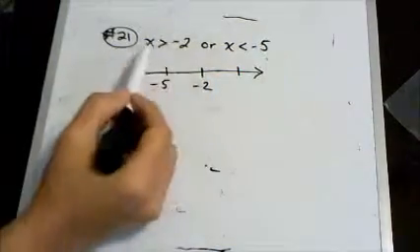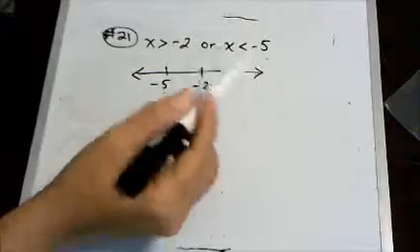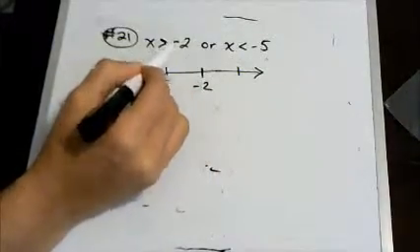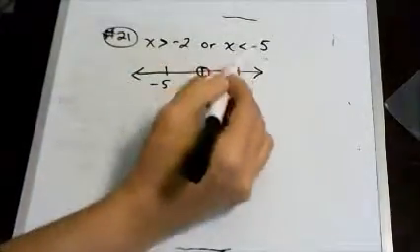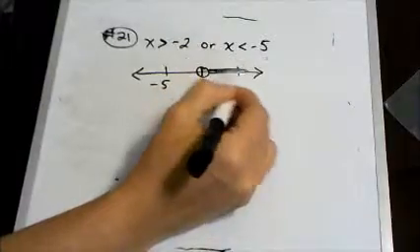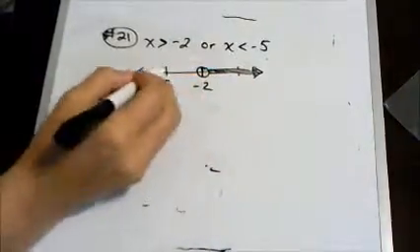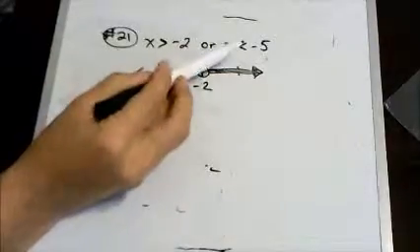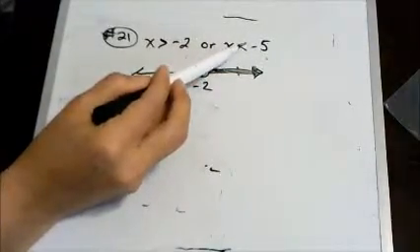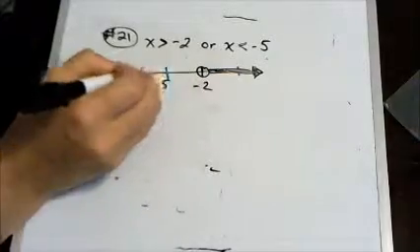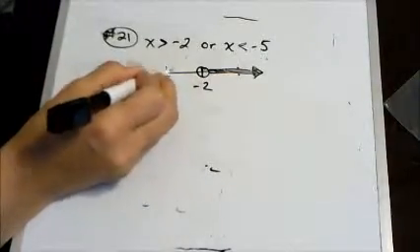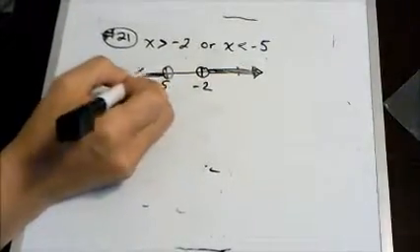So what do we have here? x is greater than -2. This is pointing to the smaller number, so this has to be smaller than the x, which means it's on this side. x is less than -5. Less means this is pointing to the smaller number, so this has to be smaller than -5. Here's -5, since it's smaller, it goes on this side.